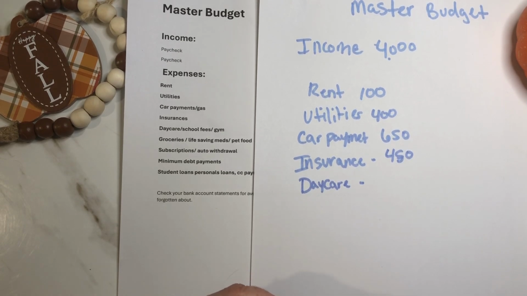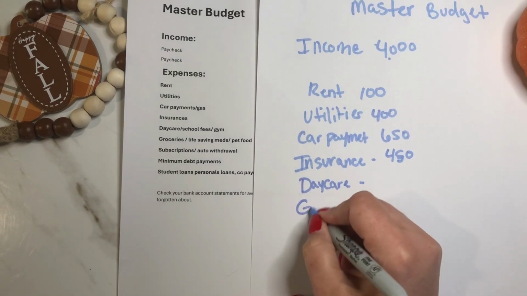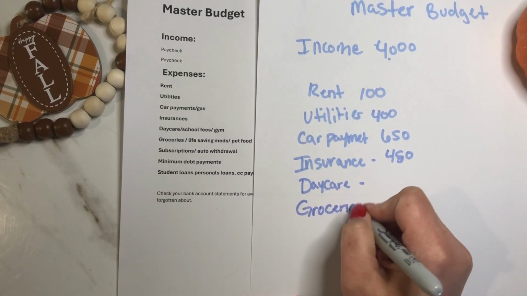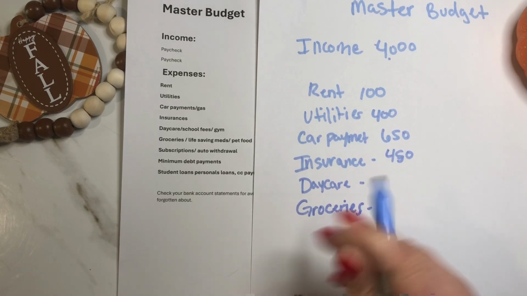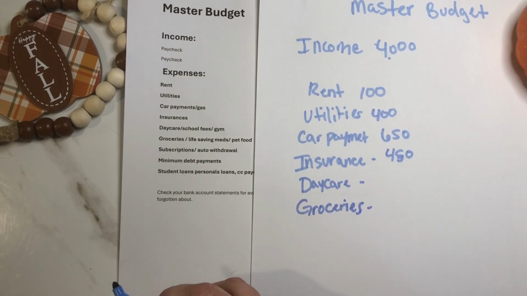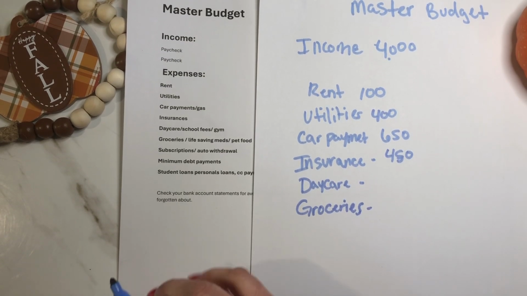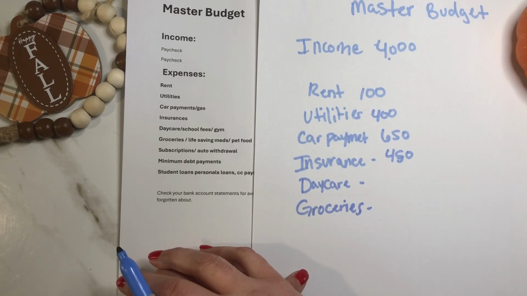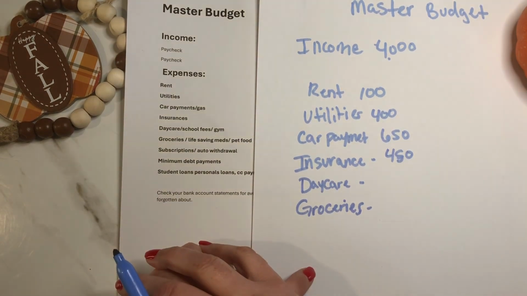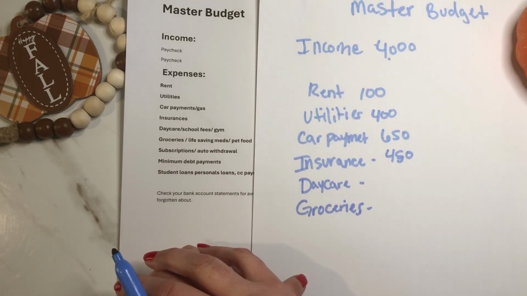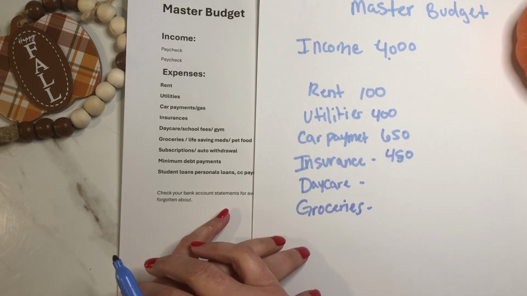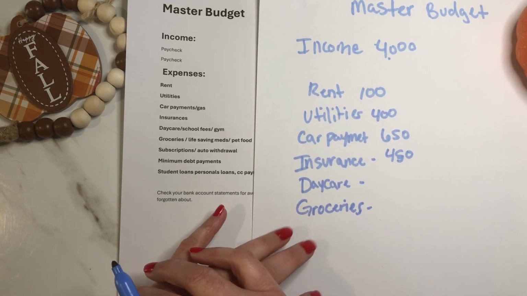Now, the next thing is your groceries, life-saving meds, and pet food. I just write groceries because I include all that. I do not have any life-saving medications. But if you do have life-saving medications, that does have to go onto your master budget, whether you pay $100, $1,000, whatever it is. This is the least amount that you pay to sustain your life in a normal, healthy way.